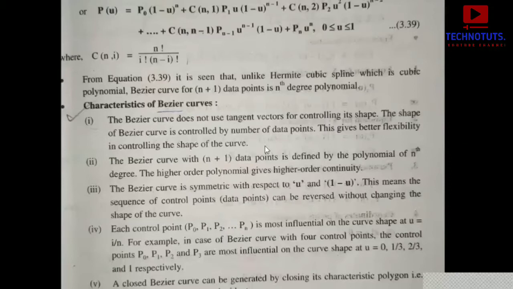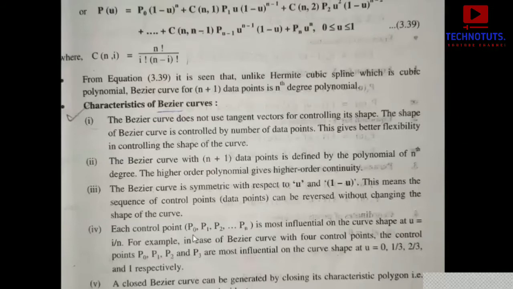The higher order polynomial gives higher order continuity. The Bezier curve is symmetric with respect to u and 1 minus u. This means the sequence of control points, data points, can be reversed without changing the shape of the curve. That means, suppose you are drawing a curve from left to right, and the left value is 1 minus u and right value is u, and suppose then you have reversed the direction from right to left, then there will be no changes on that curve. That means the curve is symmetric.